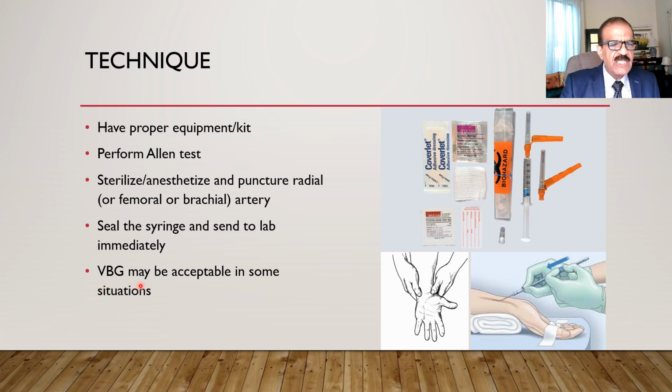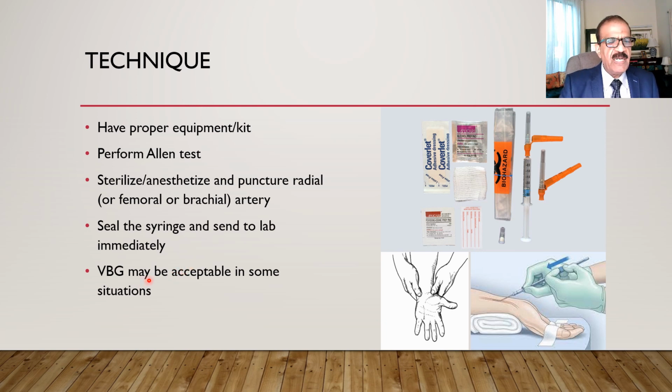Venous blood gases may be acceptable in some situations. Now what is the relevance? Arterial puncture is always difficult, and arteries are much fewer than veins. So venous puncture is much easier. In some cases, venous puncture may be as good as arterial puncture, particularly in metabolic diseases.